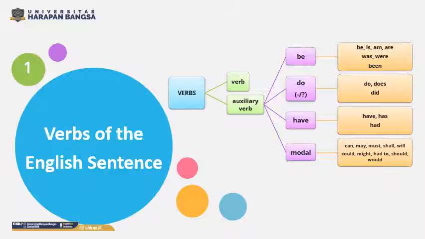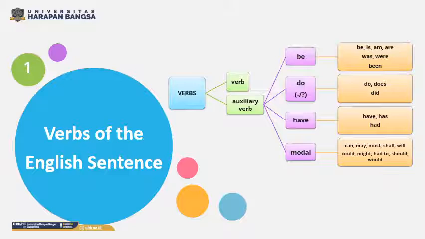Next we have have. It is followed by past participle or verb 3. For example, I have studied English. She hasn't taken a bath yet. Next, modal.